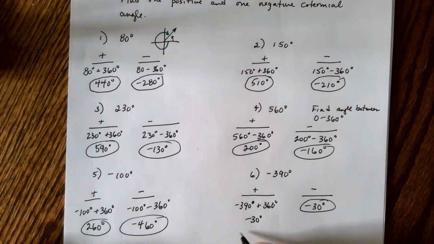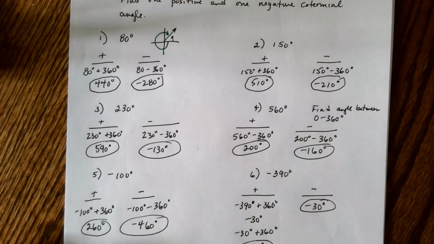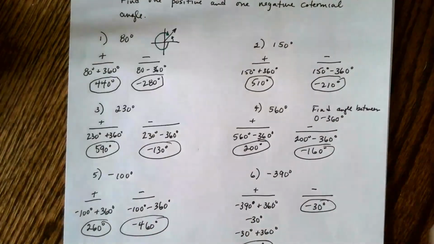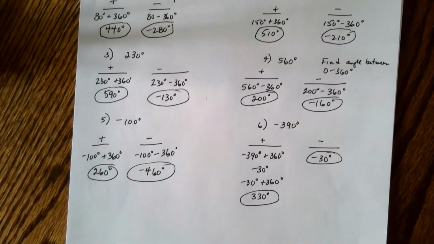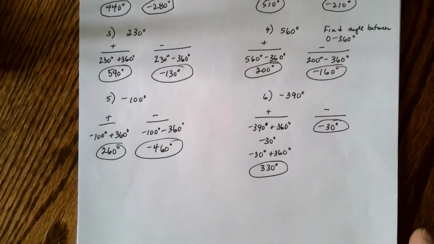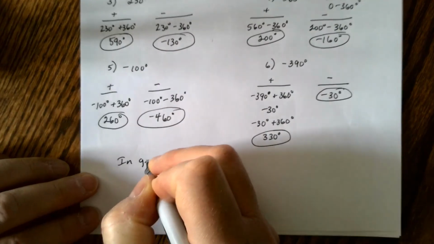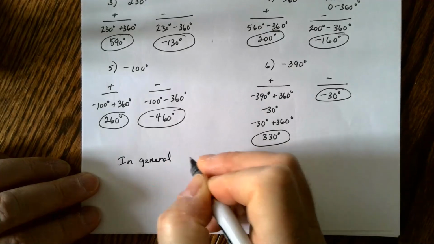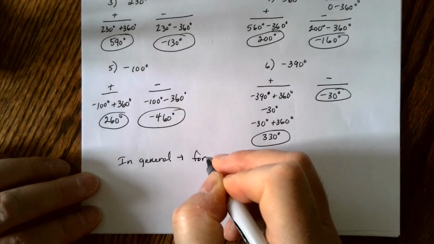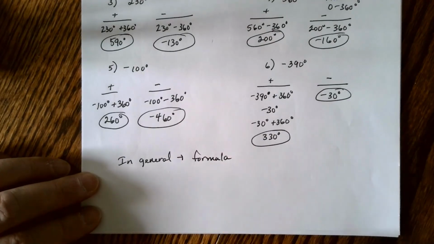So what I'm going to do is take that negative 30 degrees, and I'm going to add 360 to it again. And I'm going to end up with 330 degrees as my positive coterminal angle. Now, in general, if you want to find any coterminal angles in general, what does that mean? In general, is there a formula? And the answer is yes.